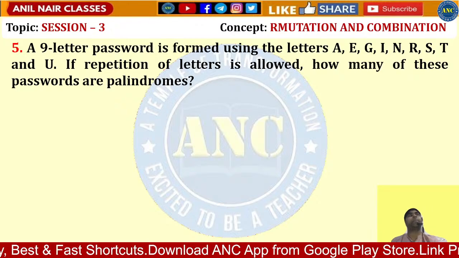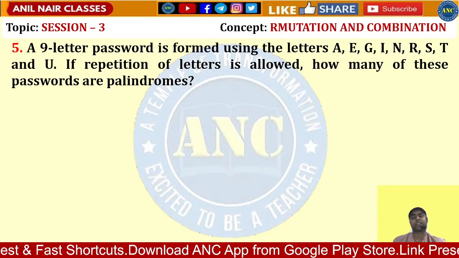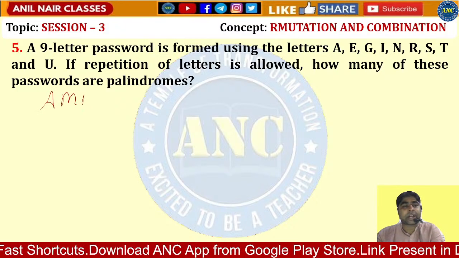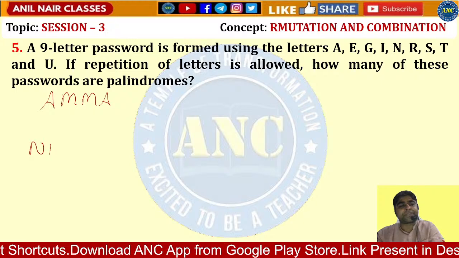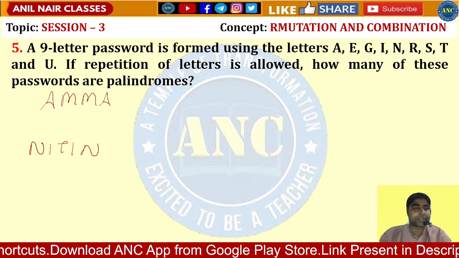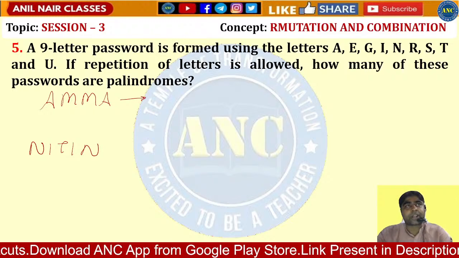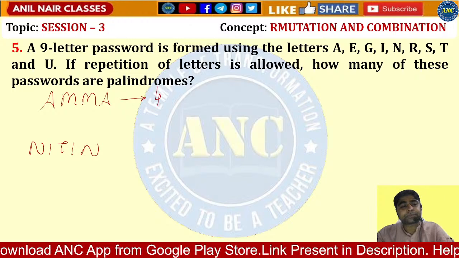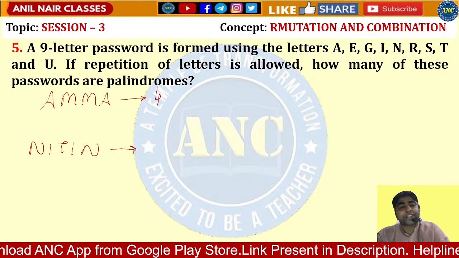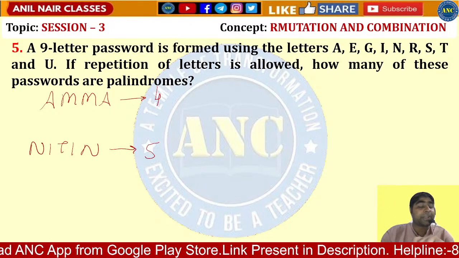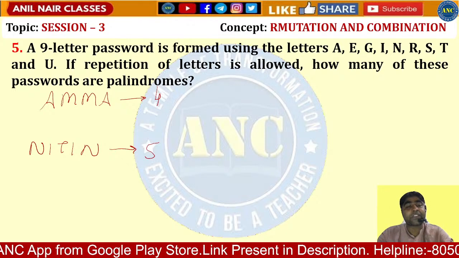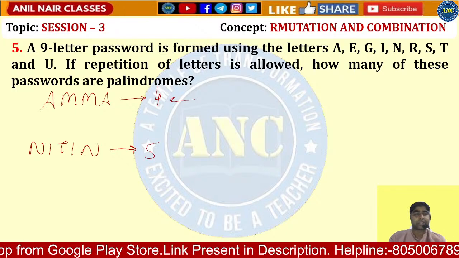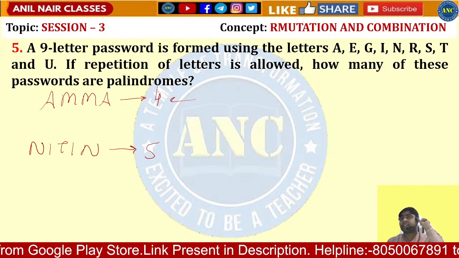To make a palindrome, I'll just explain one small concept here. A palindrome, I just mentioned here, Amma and Nitin, and there was a specific reason why I explained that. The number of alphabets this word has is 4, and this has 5. So please listen to me very properly. If the number of letters is even, then what will happen?